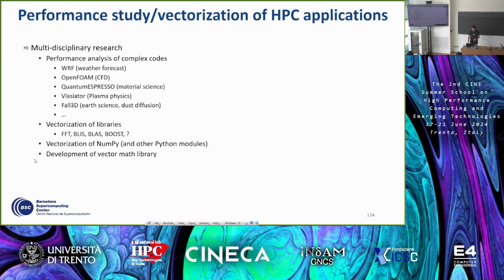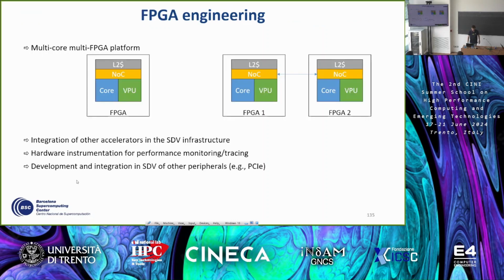Development of a vector math library. For example, vectorization of NumPy. NumPy is used by trillions of people, right? If you are able to vectorize it and have it up and running half decently on this architecture, you are basically giving a present to the whole humanity.